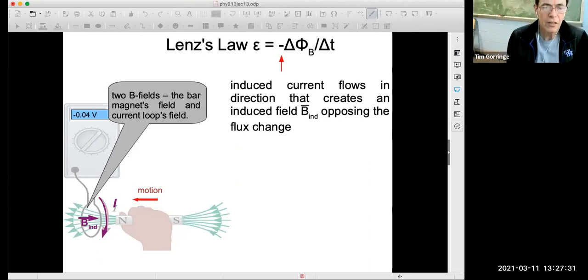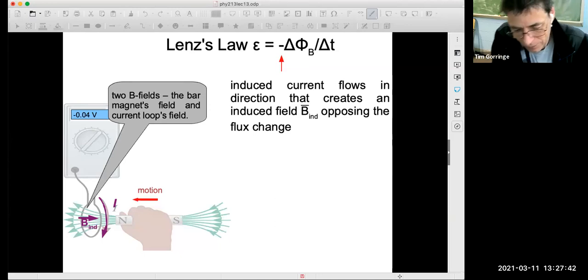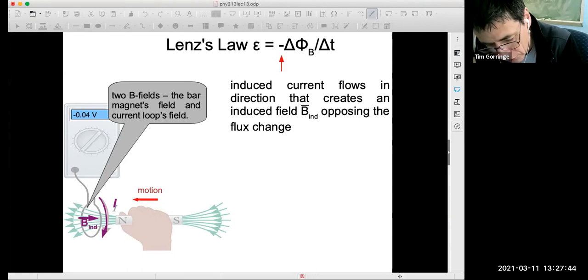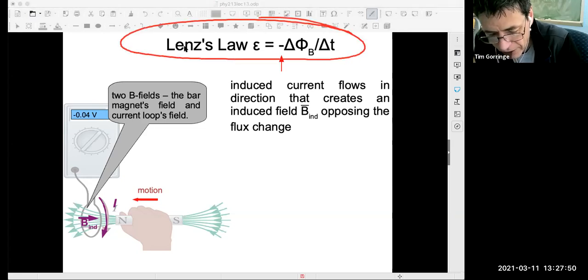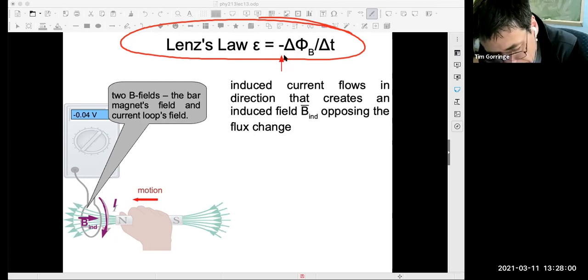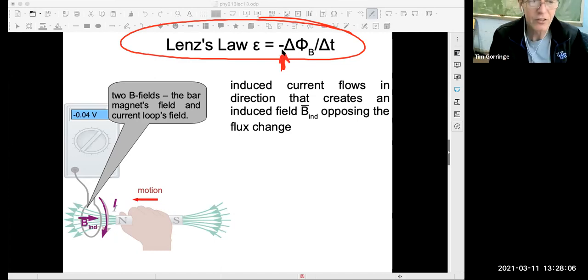So last thing I want to talk about, before we maybe do another example or so, is what we call Lenz's law. This is an interesting little thing, actually. Within Faraday's law, which is Faraday's law again: induced EMF is the negative time rate of change of the magnetic flux. The negative bit, that minus sign, is called Lenz's law.